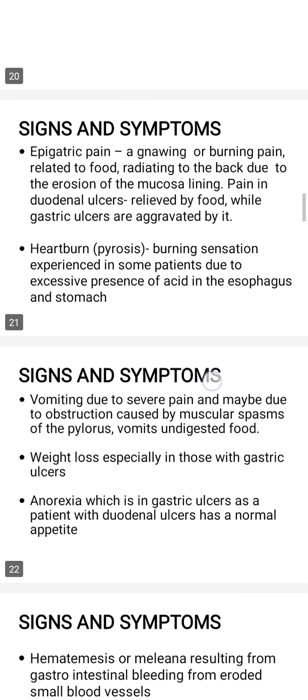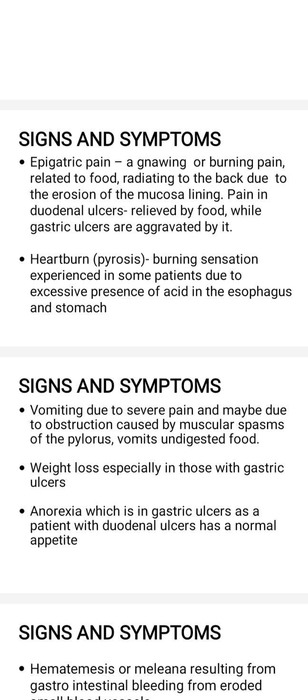Now let's look at signs and symptoms. As we talked about, we have got epigastric pain, which is a burning pain related to food, radiating to the back due to the erosion of the mucosal lining. Pain in a duodenal ulcer is relieved by food, while gastric ulcer pain is aggravated by it. So people with duodenal ulcers and people with gastric ulcers will present with different signs and symptoms.